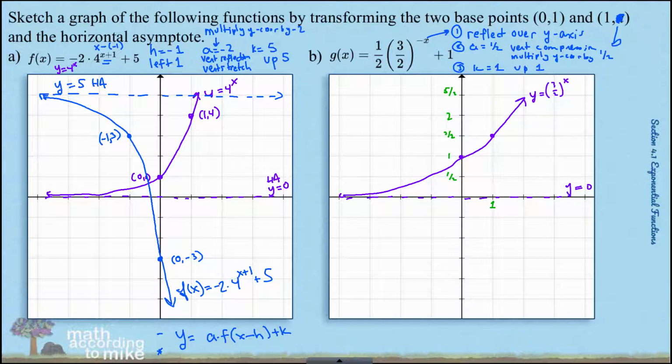Without going through what I just did there, hopefully you remembered that the base graph goes through 0, 1, and 1 comma the base. That's where I got those 2 points from. And remember, it has a horizontal asymptote at y equals 0. So now you're going to take these purple points, 0, 1, 1 comma 3 halves. Apply the steps 1, 2, and 3 that we have outlined. So again, if you need to, pause the video again and see how you did.